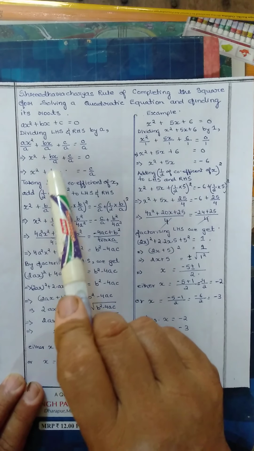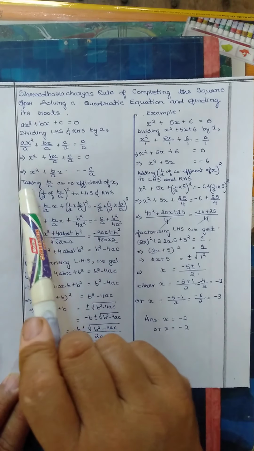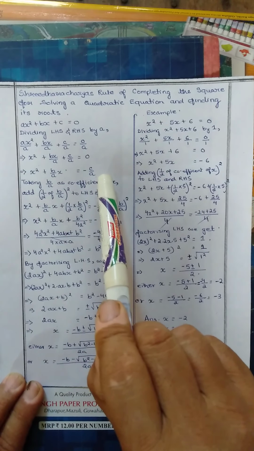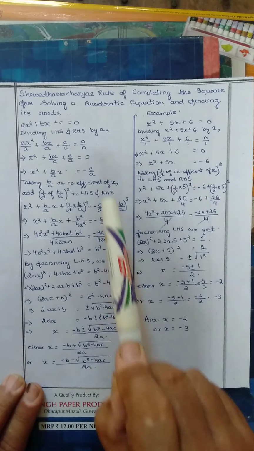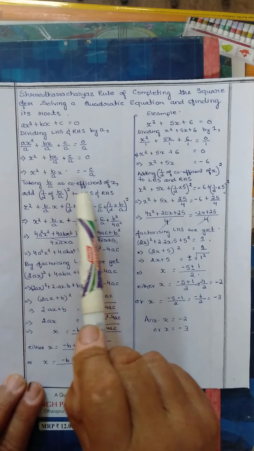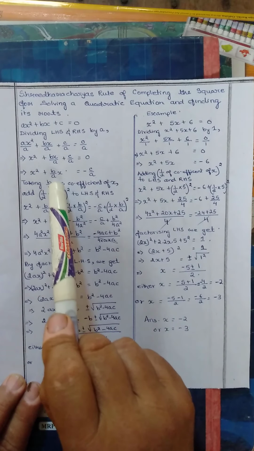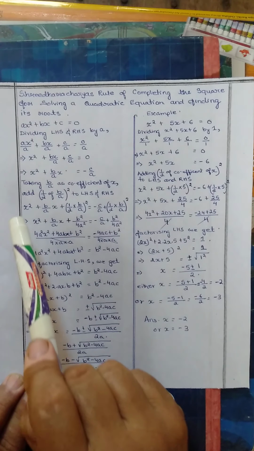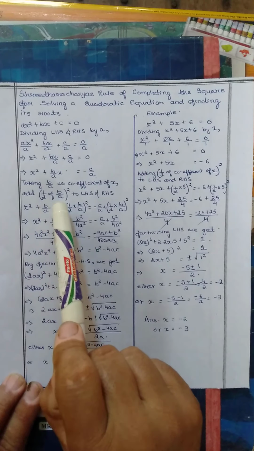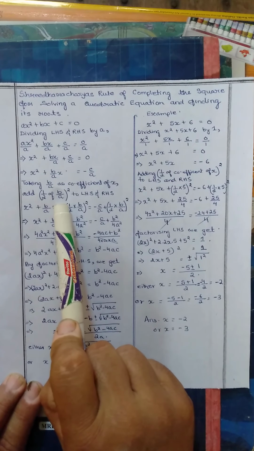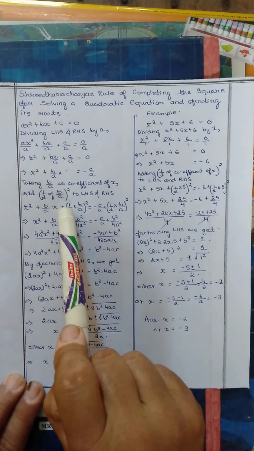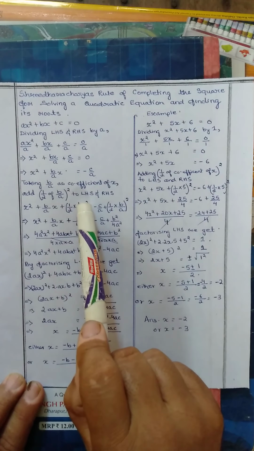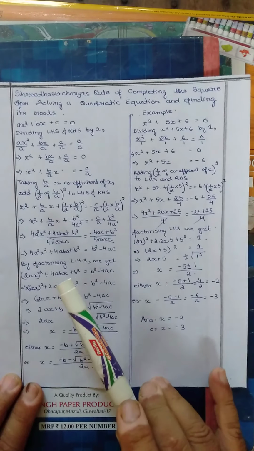Now when you transpose c by a to the right hand side, you get x squared plus b by a x is equal to minus c by a. Taking b by a as the coefficient of x, because here you have b by a as the coefficient of x, you add half of that coefficient and square it, half of b by a whole thing squared. You add this to both the left hand side and the right hand side.